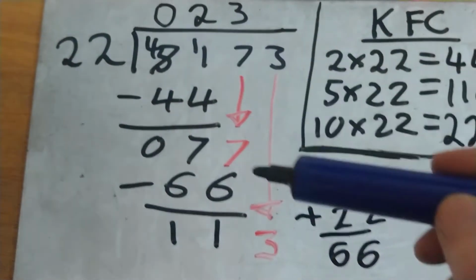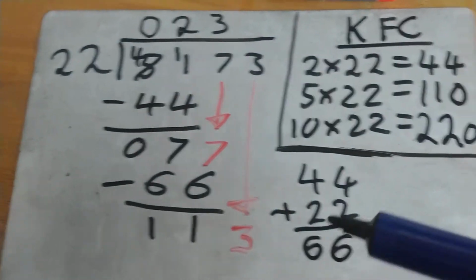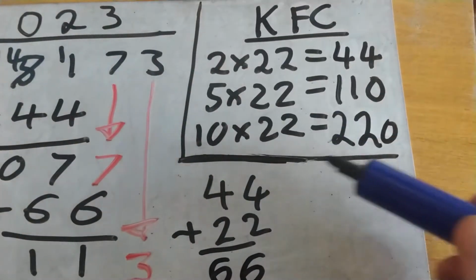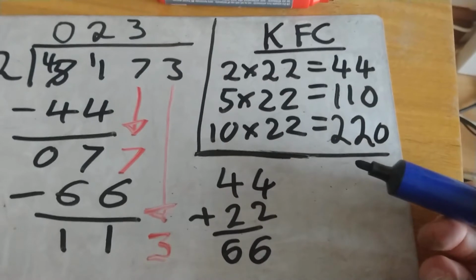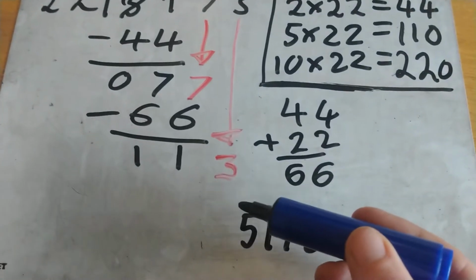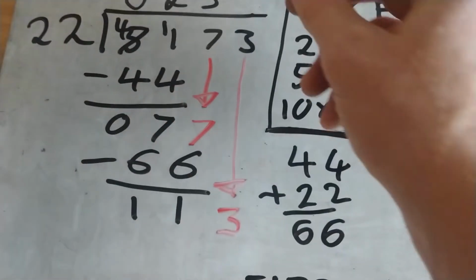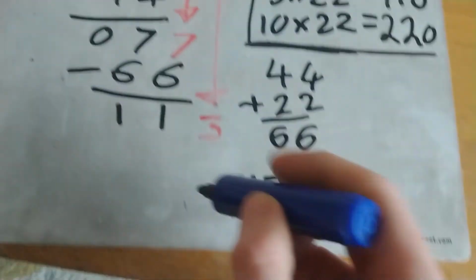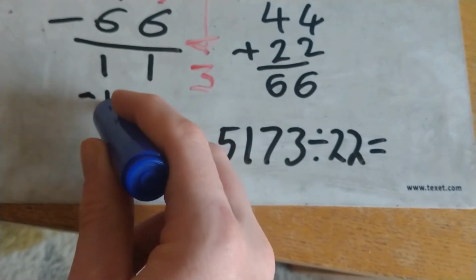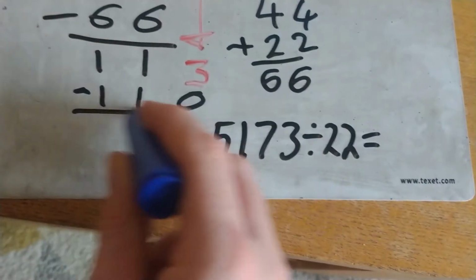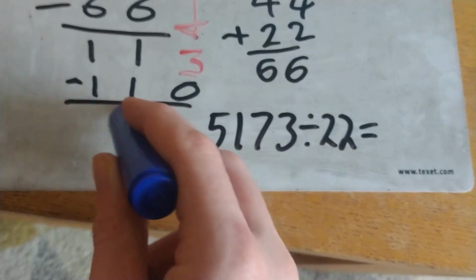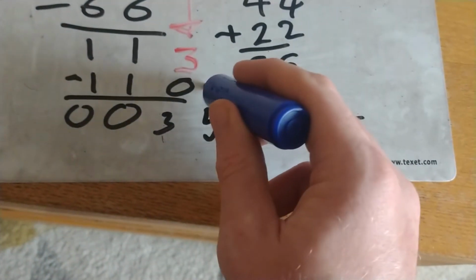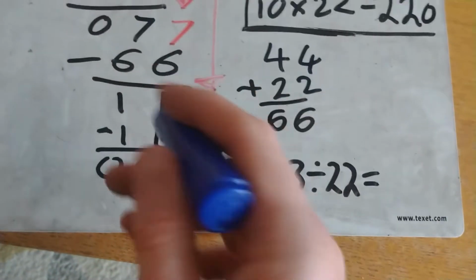Now thinking, how many 22s go into 113? If I check my KFC chart, I can see that 5 times 22 is 110. Very close to my 113, so that's how many I'm going to take away. So I have a 5 here, and I take away my 110 and that leaves me with 3 at the end.